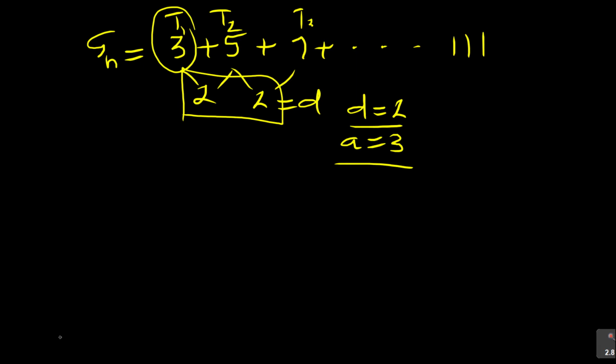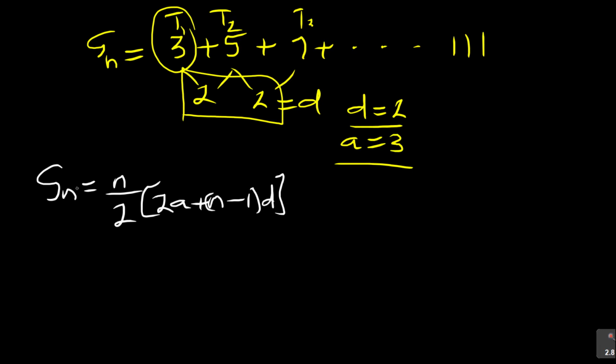Right, but now let's write the formula. I want to see something. Sn is equal to n over 2 bracket 2a plus n minus 1 and d. If I want to find now the sum, now the question I will be stuck is how many terms now, because they want me to find this.